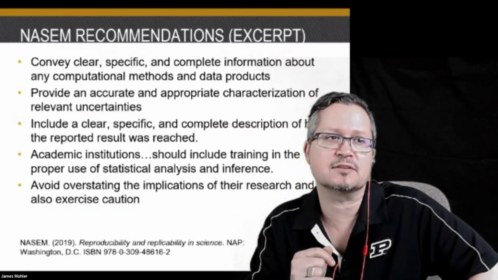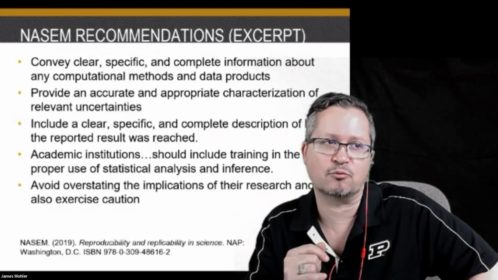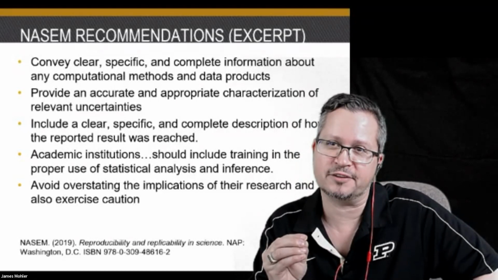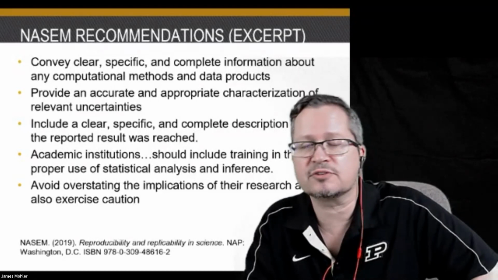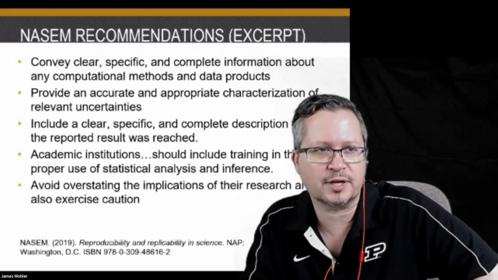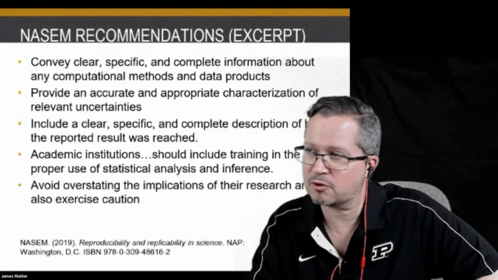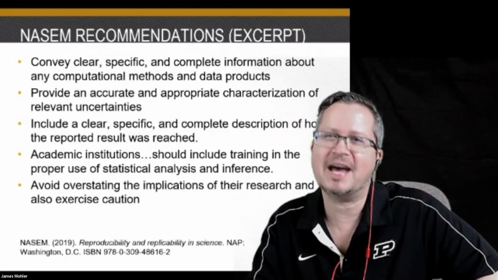Providing accurate and appropriate characterization of relevant uncertainties. I think this is one of the things that oftentimes is missing in discussion sections of articles, because a lot of times we get to the end and we're ready to quit. We've written enough on this and we want to move on to whatever's next, as opposed to taking the time to specifically outline uncertainties as it relates to the discussions, the future work section of whatever we're working on. That includes clear, specific, and complete descriptions of how the reported result was reached, making sure that everything is declared, even if there were small changes in protocol or unexpected things that happened, reporting absolutely the good, the bad, and the ugly that happened in the research.